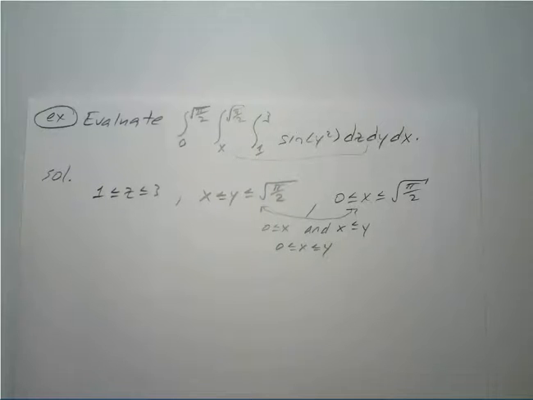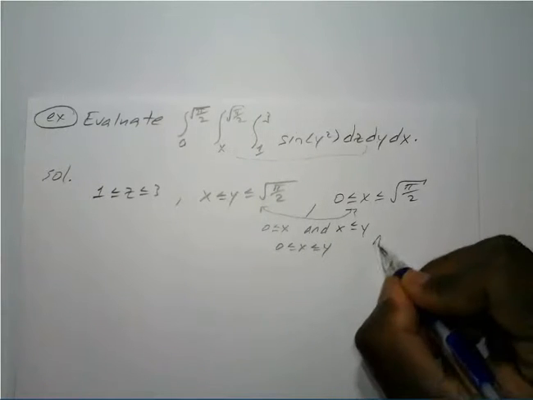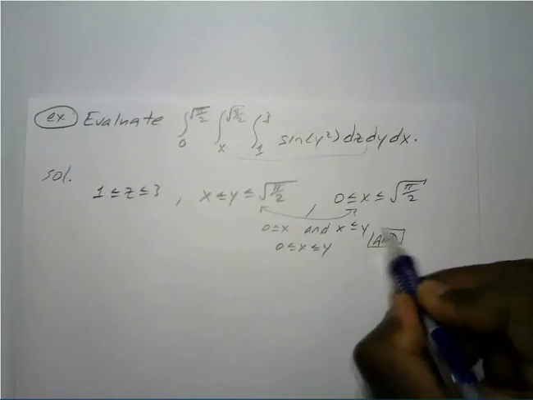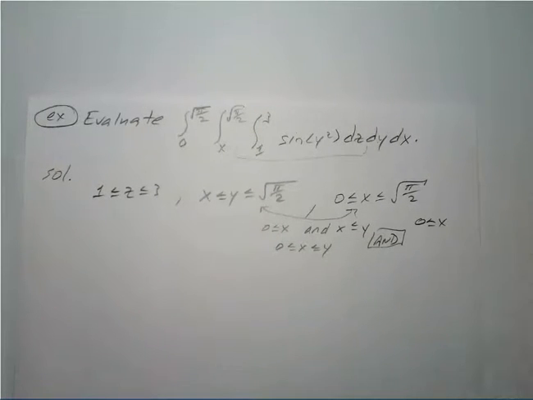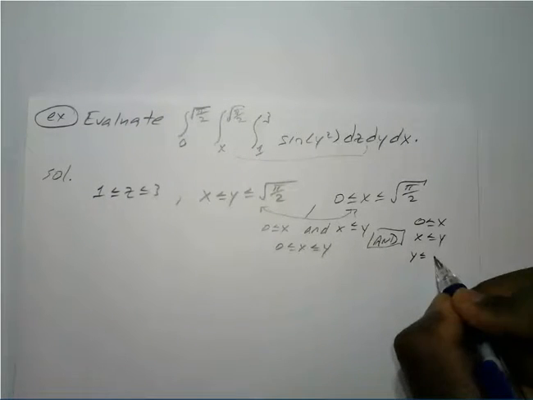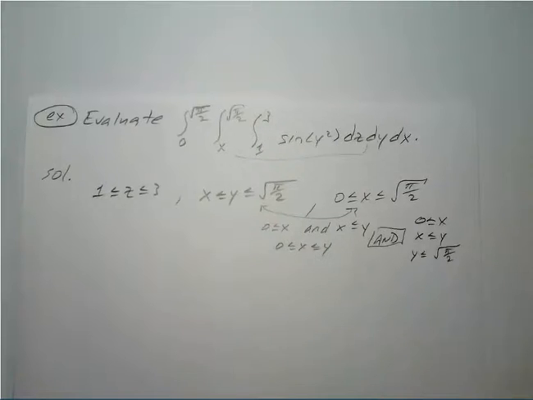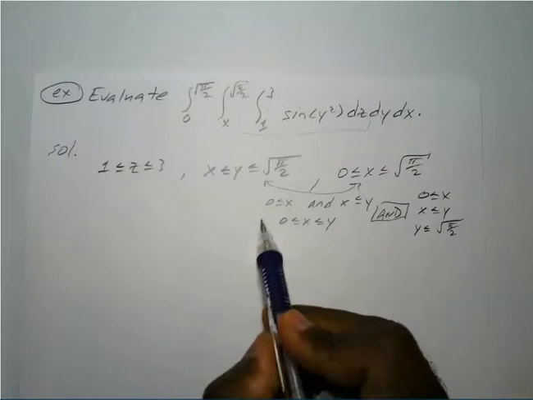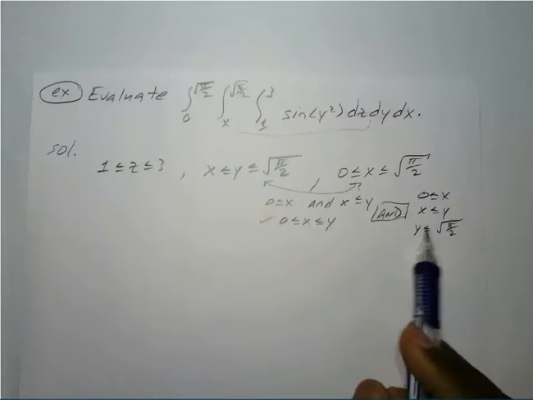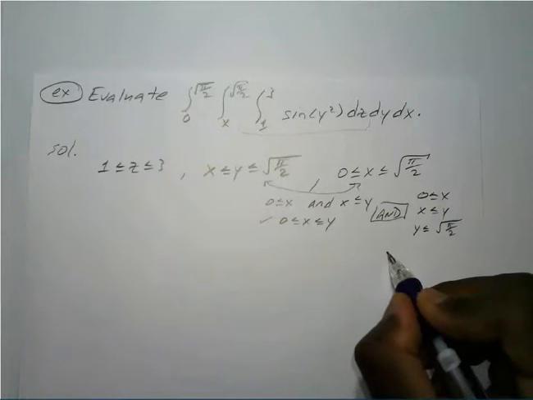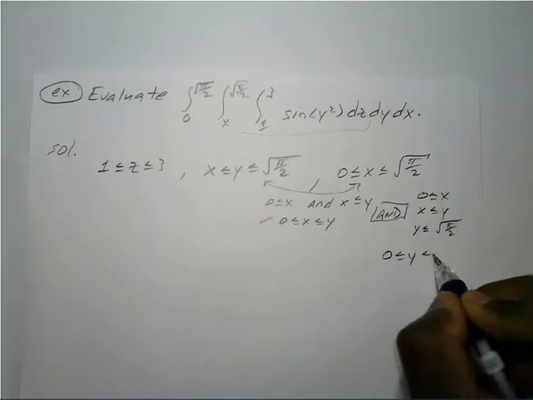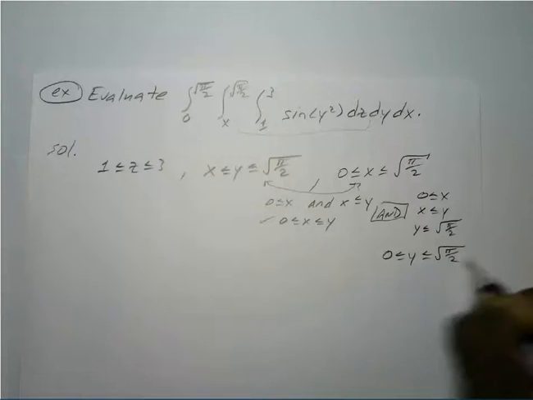Okay. Now what else do we know? We know that 0 is less than or equal to x, x is less than or equal to y. We also know that y is less than or equal to square root of pi over 2. Okay, so we have boundary number 1 for x. To find our new y boundary, we just make y between 0 and square root of pi over 2. So 0 is less than or equal to y, less than or equal to square root of pi over 2.